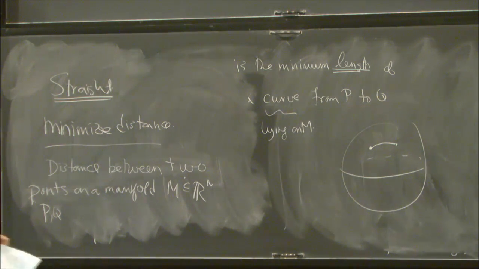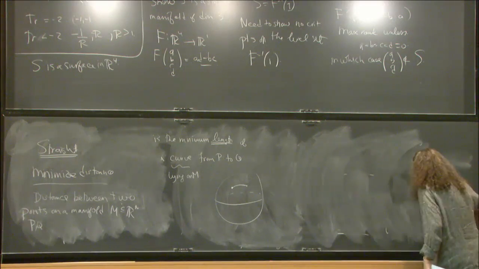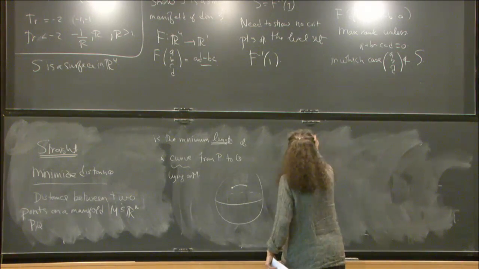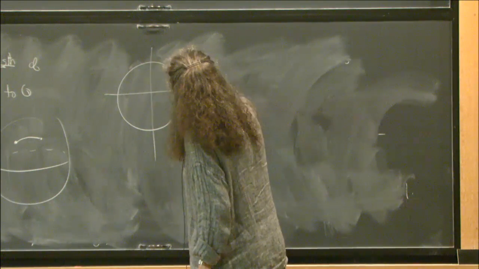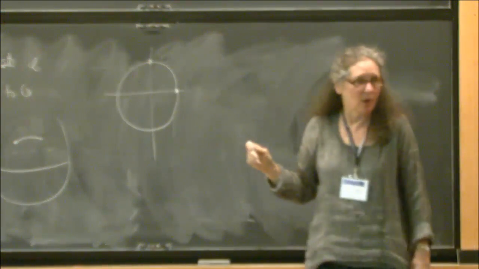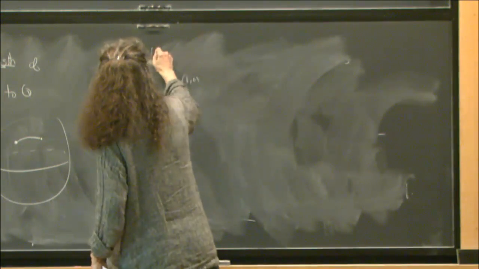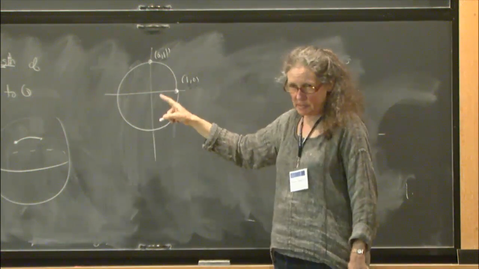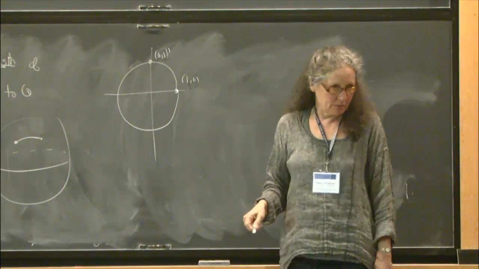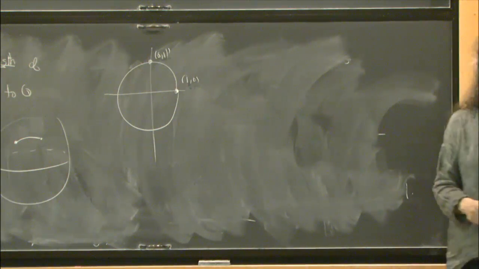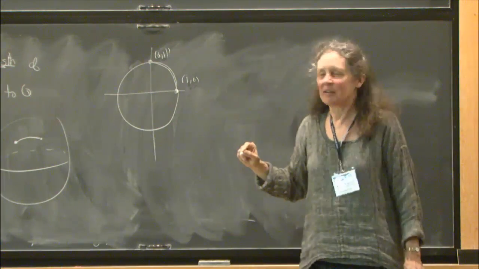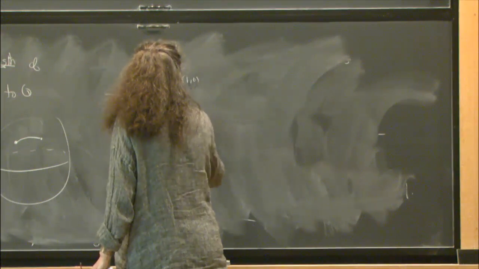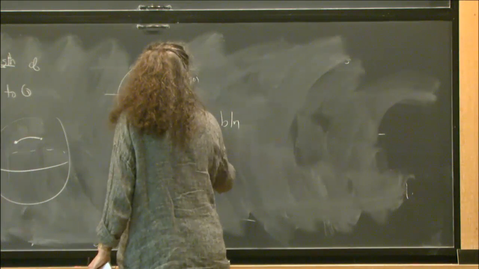Okay, here's another example. A very simple example: if you look at the circle in R2 and you want to find the distance between this point and this point on the circle. This is a circle of radius 1. This is the point (1, 0). This is the point (0, 1). On that circle, the distance between those two points is not the square root of 2, it's what? Pi over 2, right?